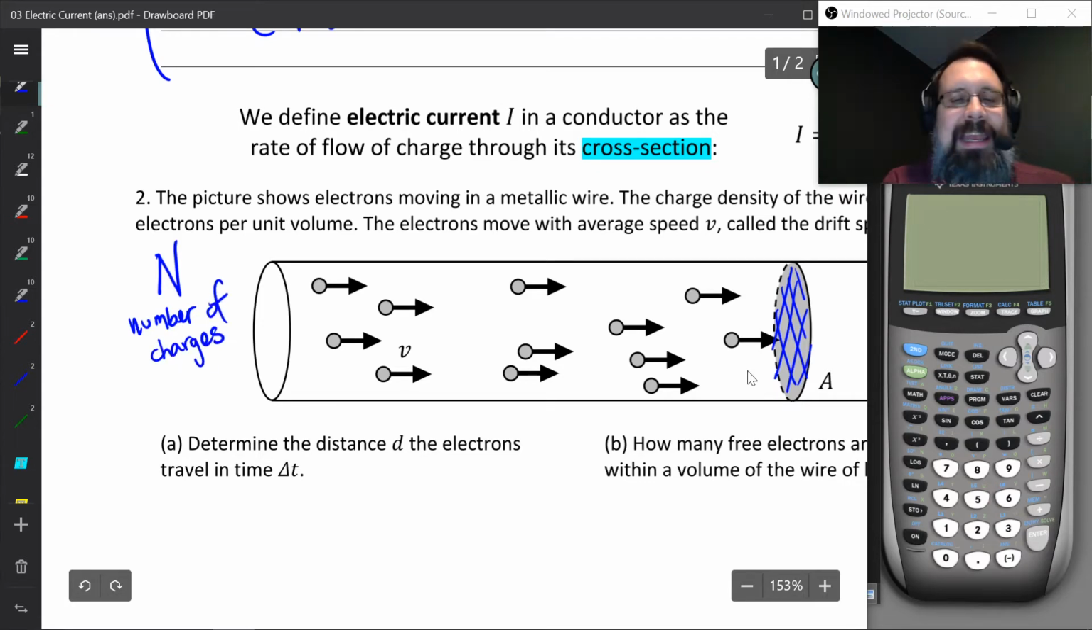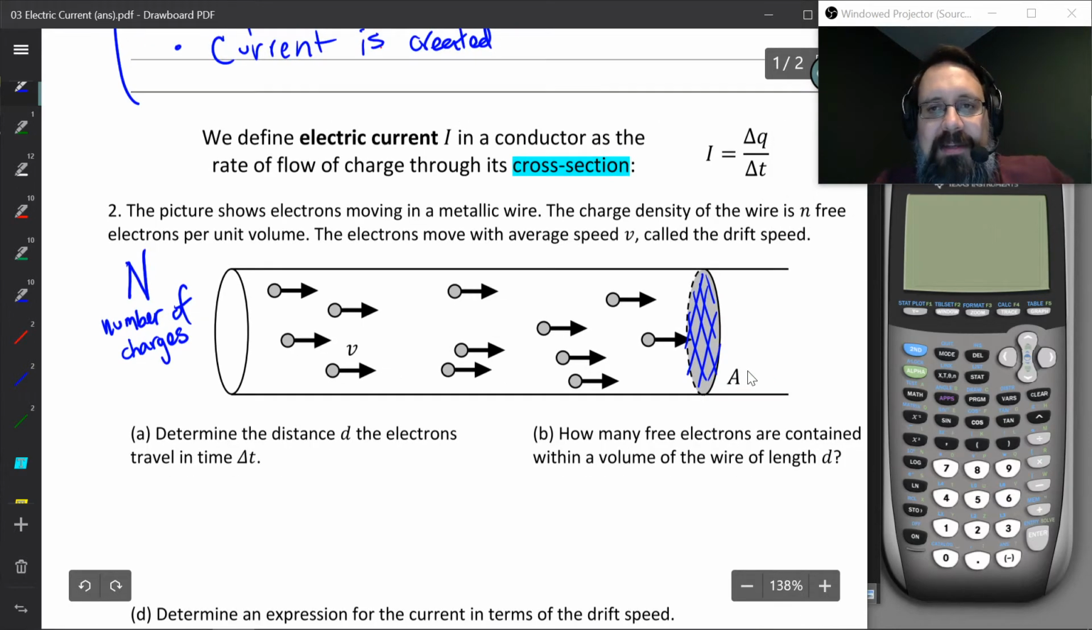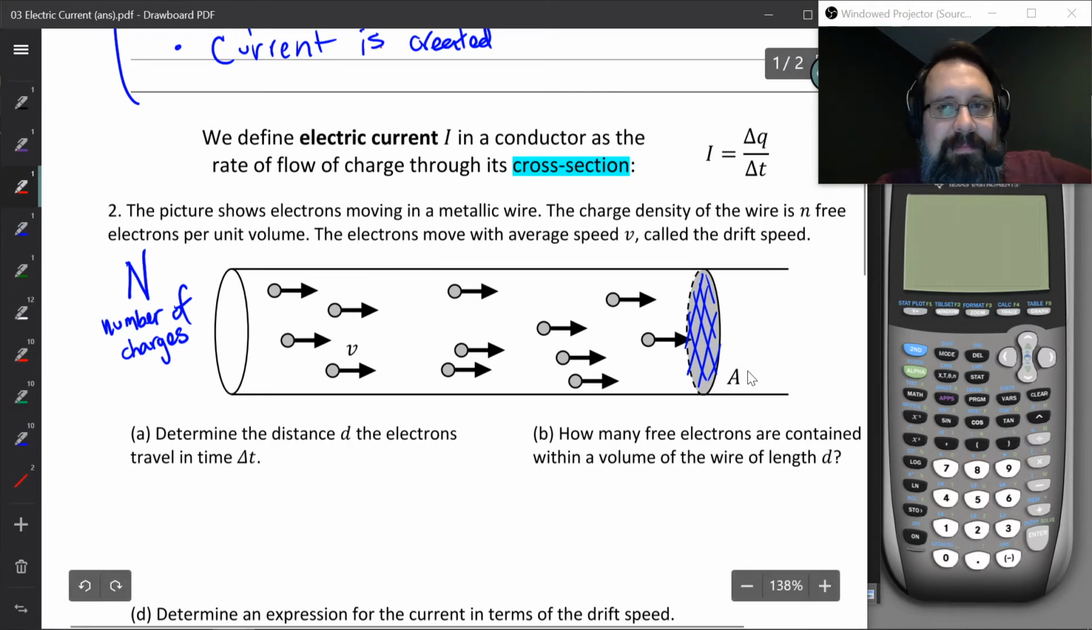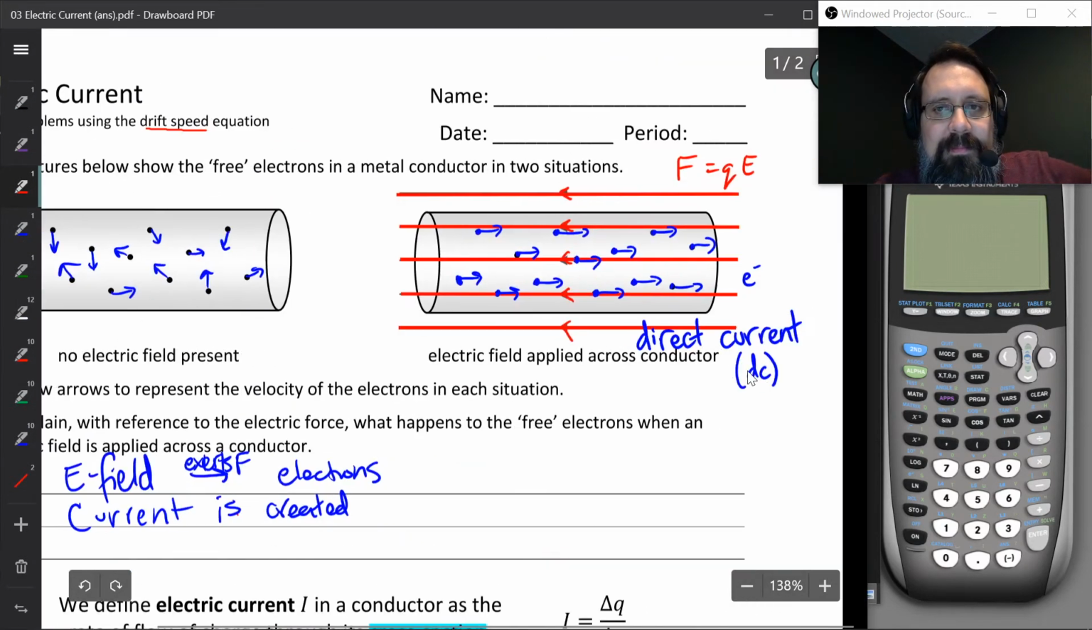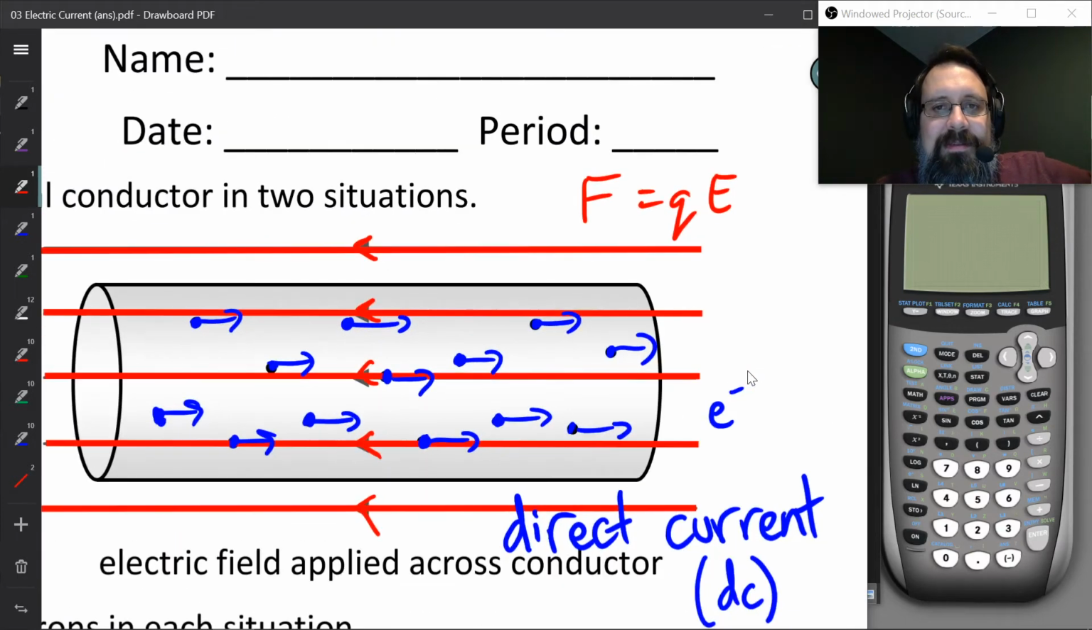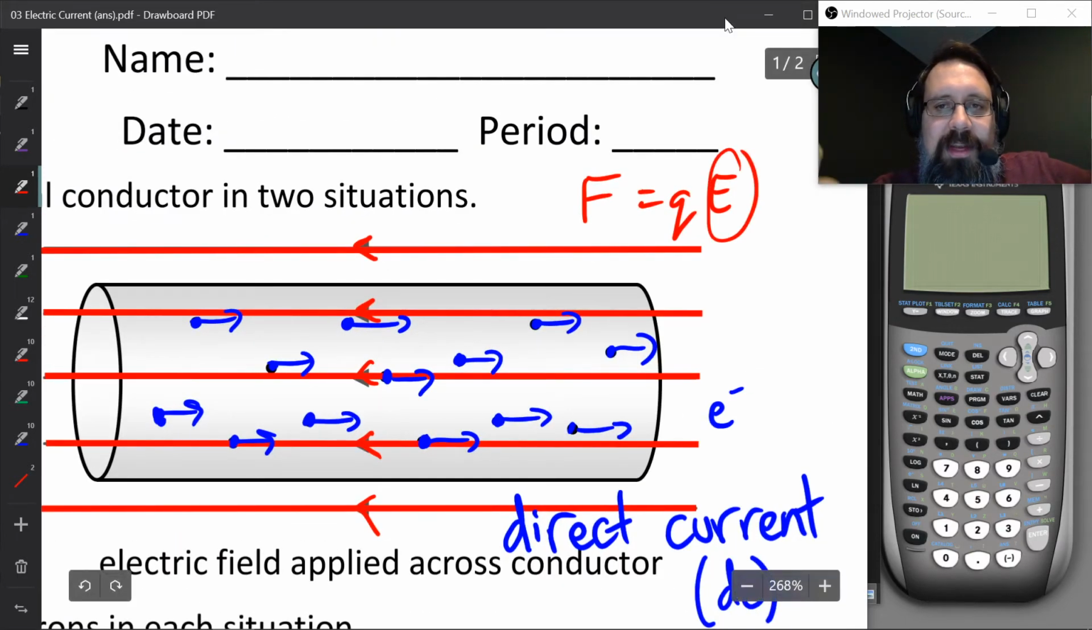And what's the second thing that will affect how many electrons pass through that area per time? It's related to this up here. What happens if there's a stronger electric field?